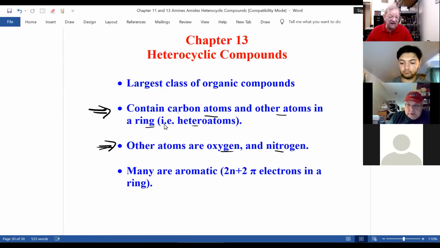Now, many of them are aromatic. As you learned, I had to switch off. If you have 4n+2 pi electrons in a ring, that's aromatic. But you should know that a heterocyclic compound is a compound containing carbon and other atoms in a ring, and the other atoms are oxygen and nitrogen.